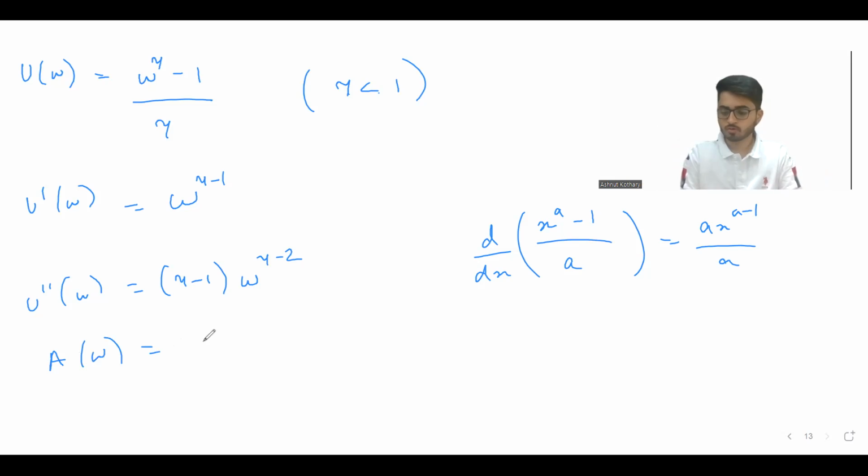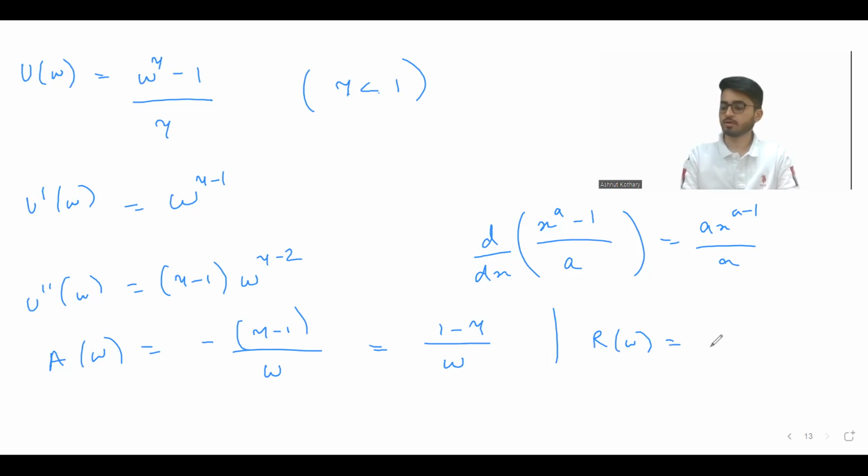AW will be coming out to be minus gamma minus 1 by W, or alternatively 1 minus gamma by W. And RW will be nothing but 1 minus gamma.